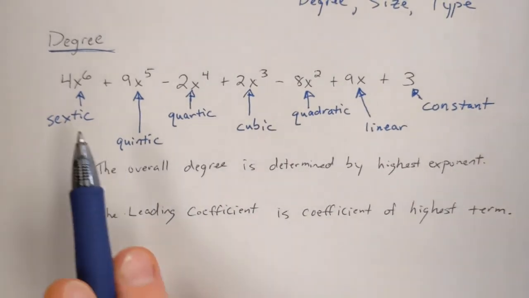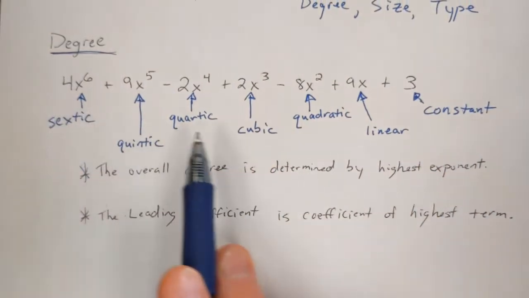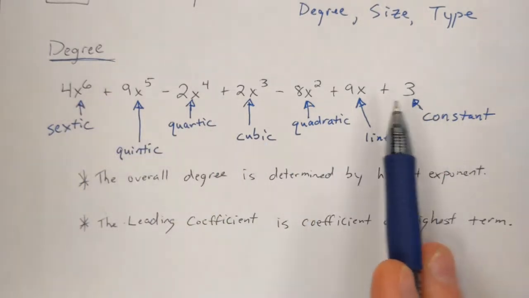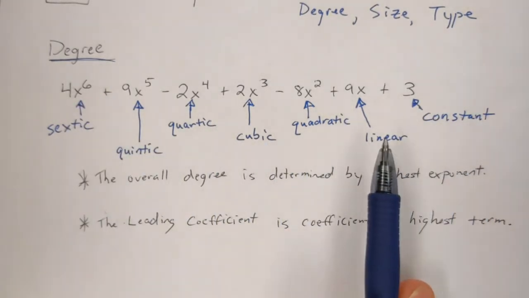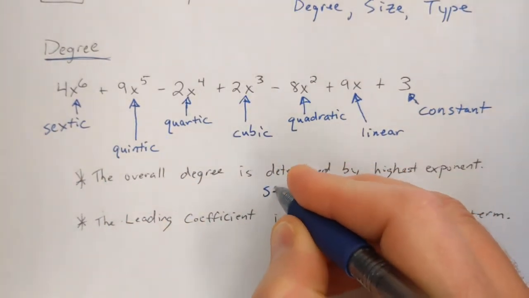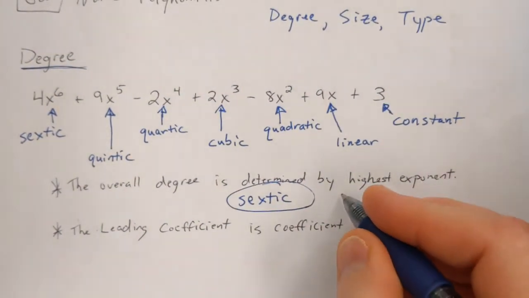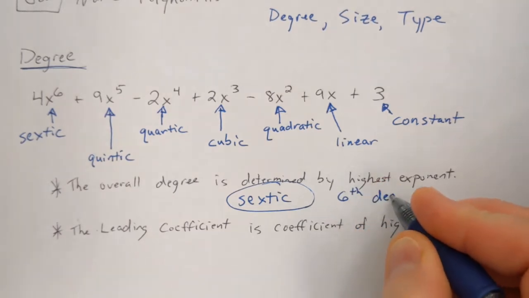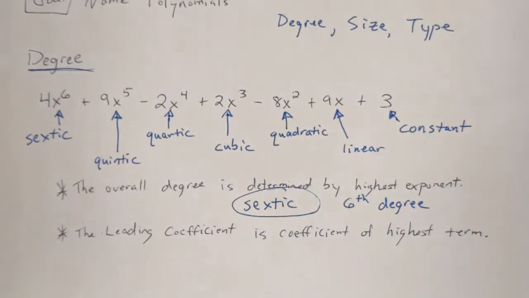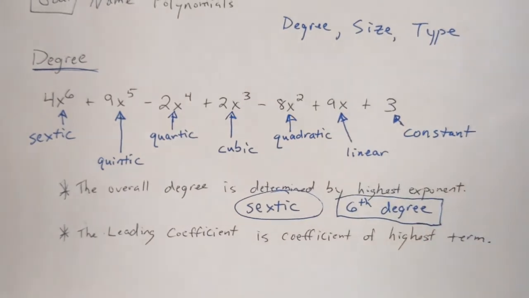Okay? Now, when we look at the polynomial as a whole, if we take this entire polynomial as one large problem and we were to ask, hey, what is the degree of this polynomial? Well, what you do is you go with the highest exponent. The highest exponent here is x to the 6th. We would say this entire polynomial is sextic. Now, you can also say 6th degree. Since sextic is to the 6th power, you could say that the degree is either sextic, or you could use it numerically and say the entire problem is to the 6th degree.